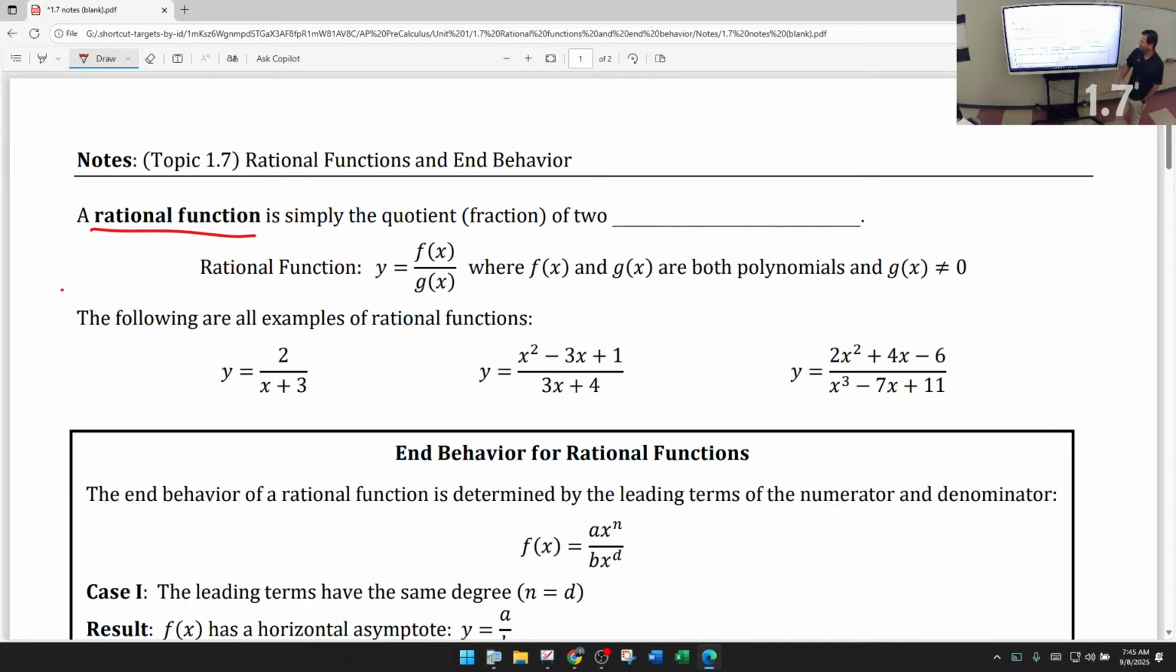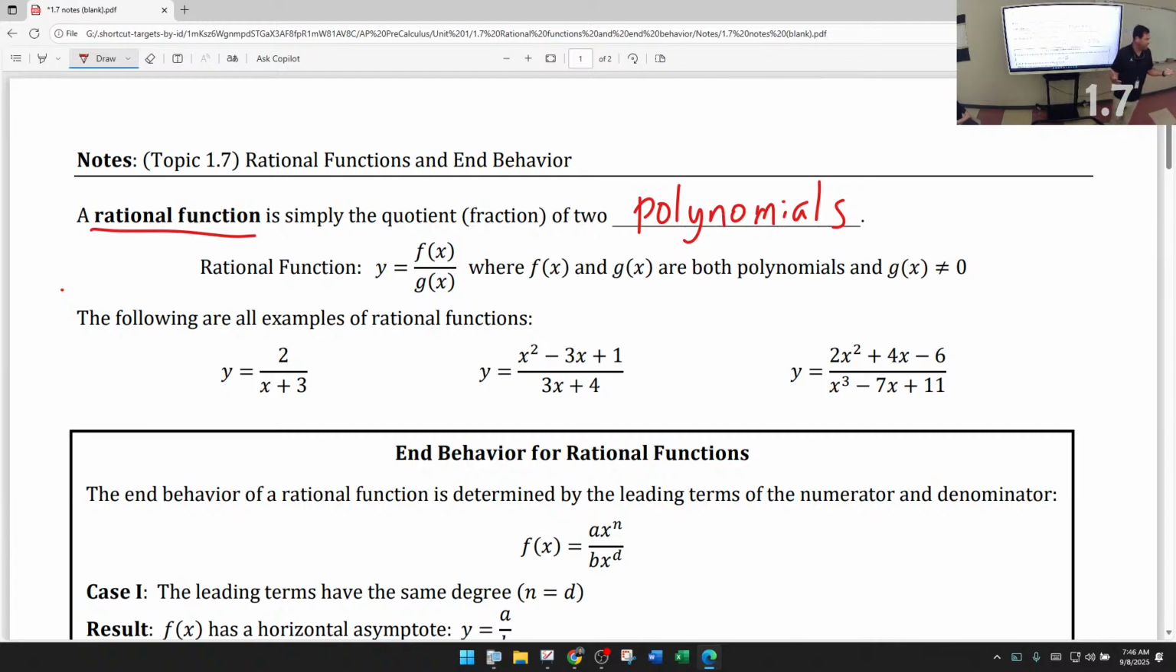So a rational function is simply a quotient of 2 polynomials. A quotient is an answer to a division problem. Remember, you've got these words: quotient, product, difference, sum. Those are things you sometimes see on the ACT or something. You learned it at some point, and you wonder when you're ever going to need that. Well, you need to know that the word quotient means division. That's why they put a fraction. Fraction means division. But 2 polynomials.